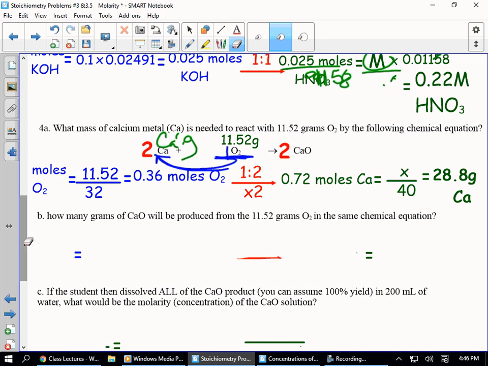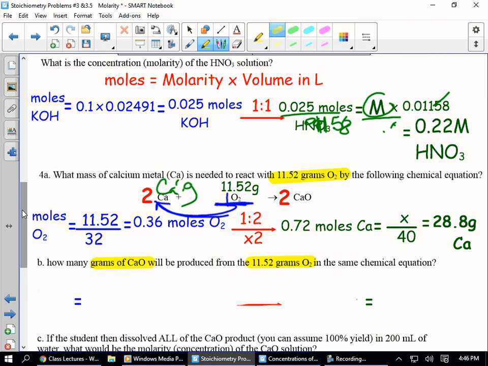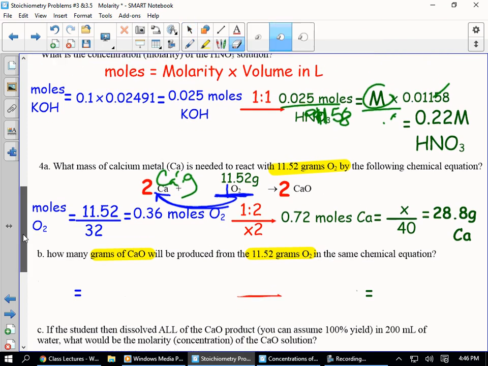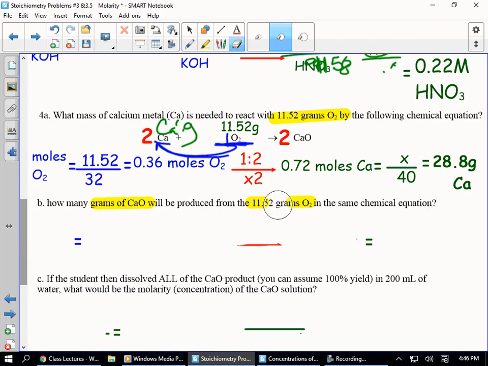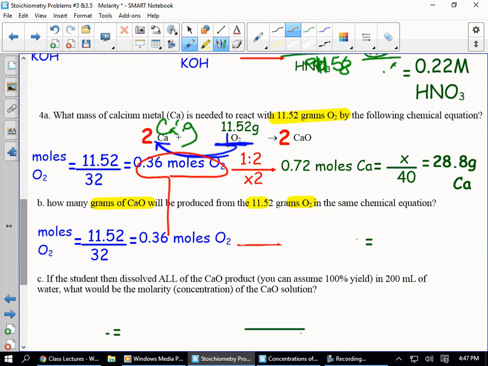Now, question B. If you can do it, pause the program. How many grams of CaO are going to be made from the same amount of oxygen? So what I'm going to do is just pull down the exact same number of moles. I could divide this by 32 again, but I'm just pulling down the moles here, 0.36 moles of O2.